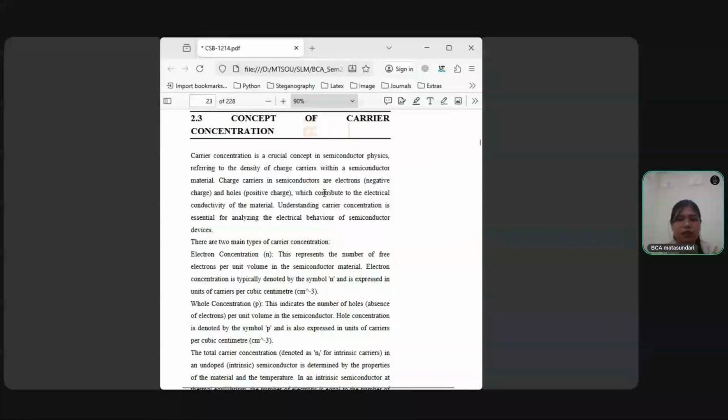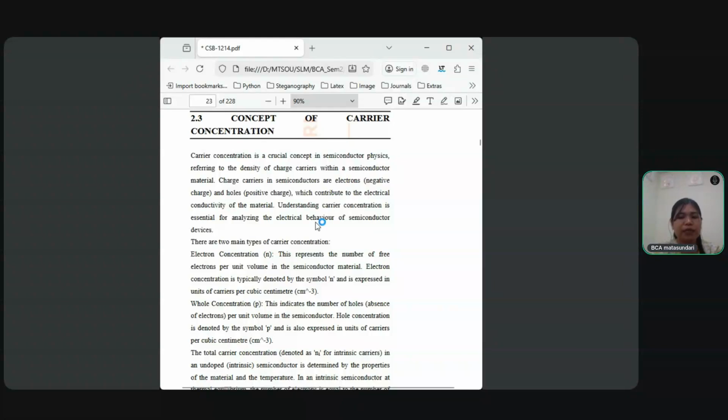Next, the concept of carrier concentration. Carrier concentration is a crucial concept in semiconductor physics, referring to the density of charge carriers within a semiconductor material. Charge carriers in a semiconductor are electrons, which are negative charge, and holes, which are positive charge, and they contribute to the electrical conductivity of the material.